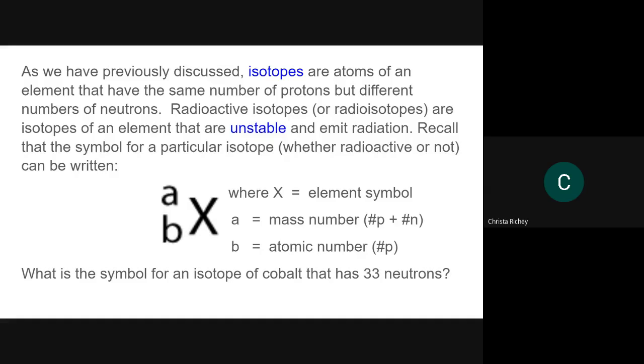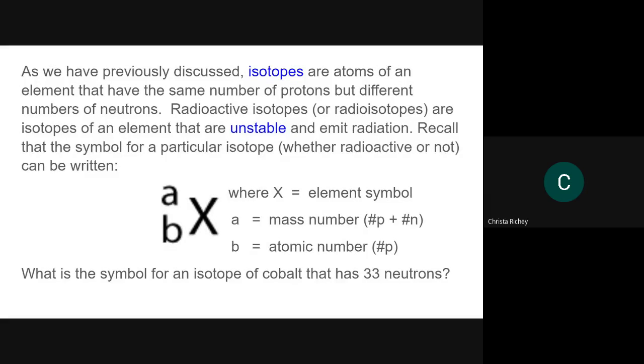What is the symbol for an isotope of cobalt that has 33 neutrons? Did I do this on the next one or did I do it down here? Do you know what the symbol for cobalt is? Co. Okay, and so it has 33 neutrons. I have to look this up. If I find cobalt, its atomic number is 27. Oh, well, this is reanimated. I gotta fix this. It's twice.